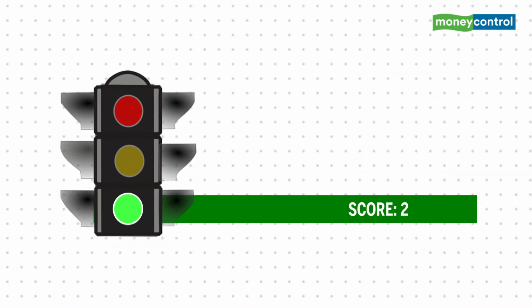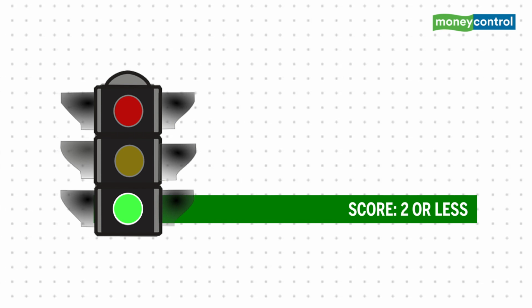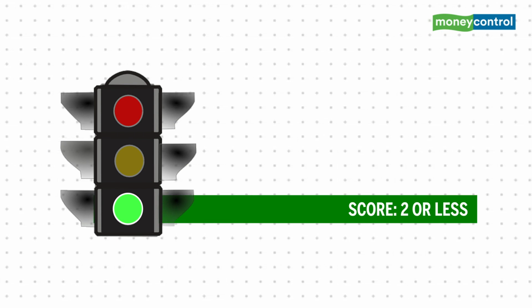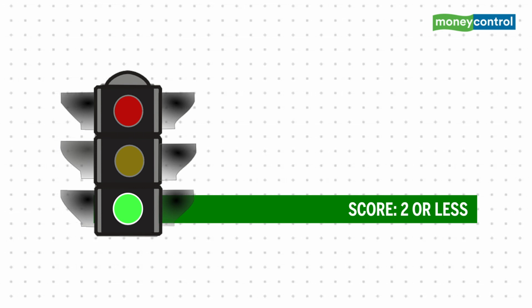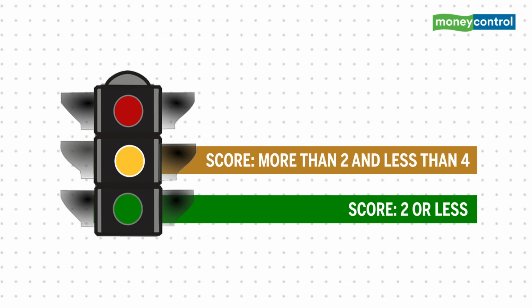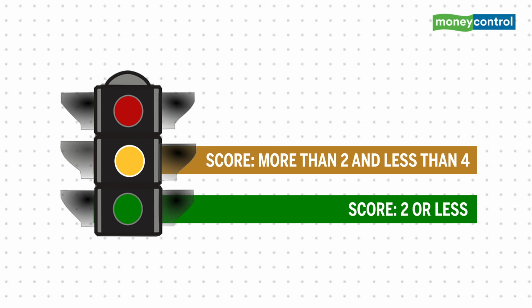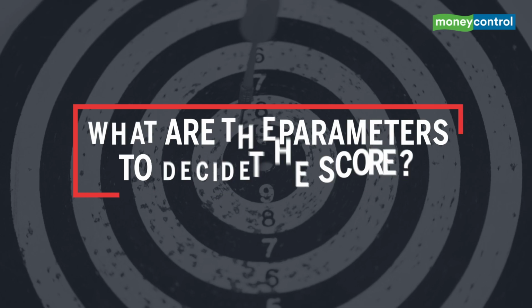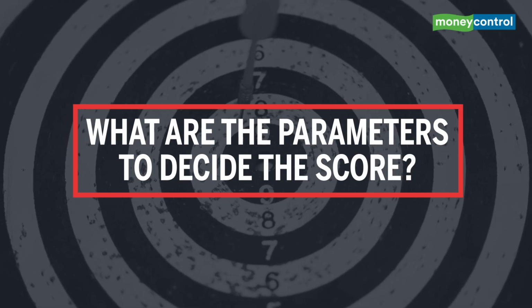While green is a desirable zone for health insurance providers, only products with a score of 2 or less will come under this category. Orange products will come with a score of more than 2 and less than 4, while those above 4 and up to 6 will be red. So what are the parameters to decide the score?